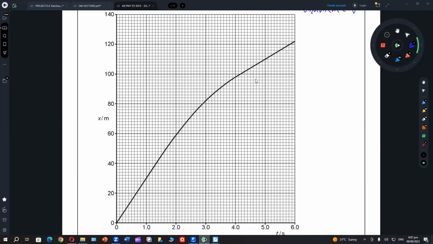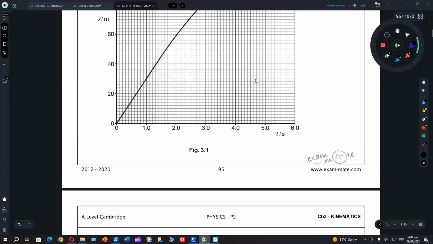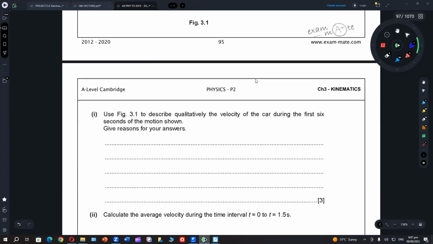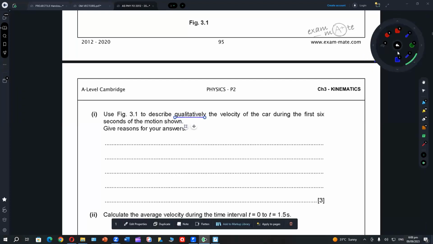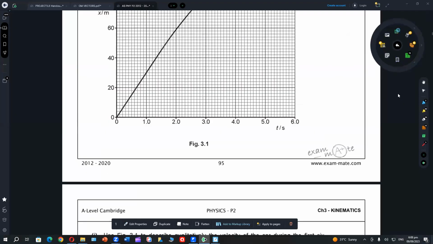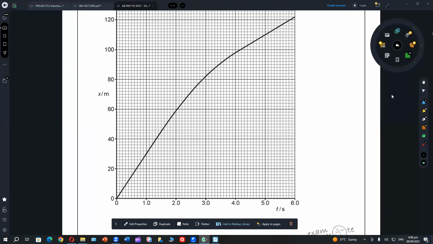You can put a ruler also, because the line is straight, then bends, and again it is straight. It's a 6-second motion. Examiner says qualitatively. Qualitatively means that you're not supposed to give any numbers. You're not supposed to find any numerical wording. I repeat my concept. A sketch is always interpreted by gradient, by area, by shape.